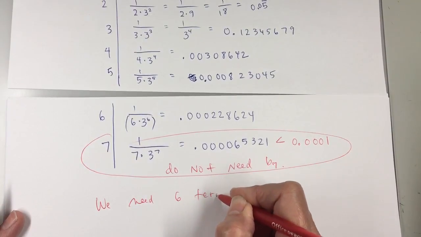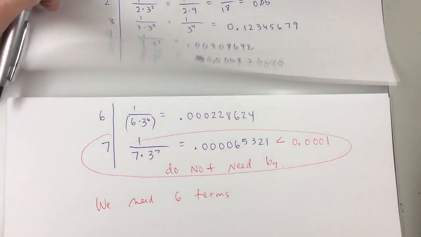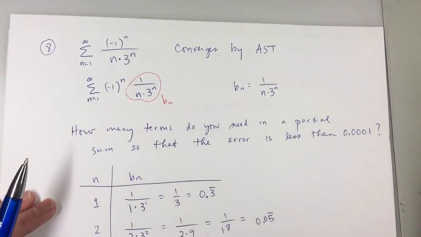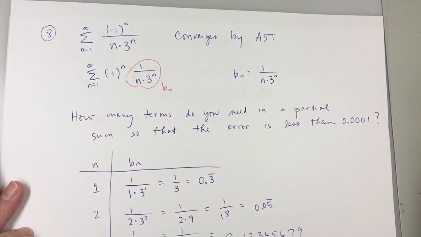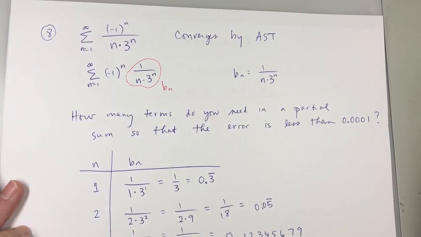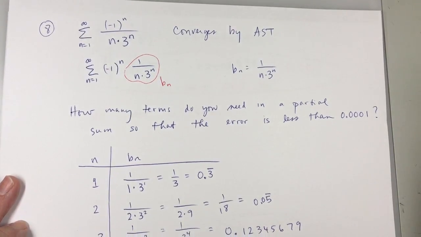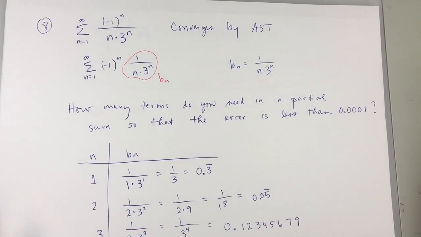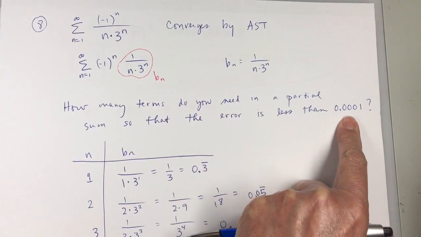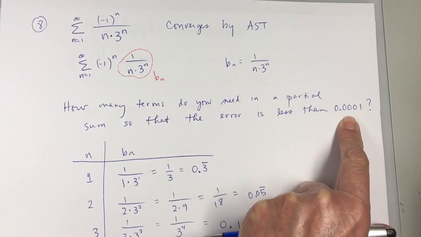Could you show me the original problem for this? Yes. Okay. Here. In fact, it was 2 parts. Does it converge or diverge? It converges. The second part is what we answered here. How many terms do you need for the sum to be within this 0.0001?